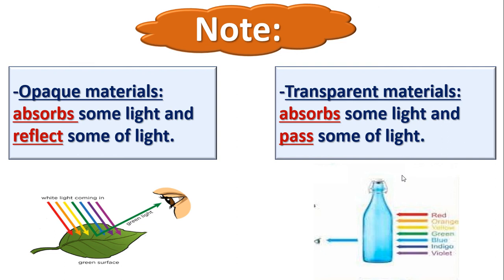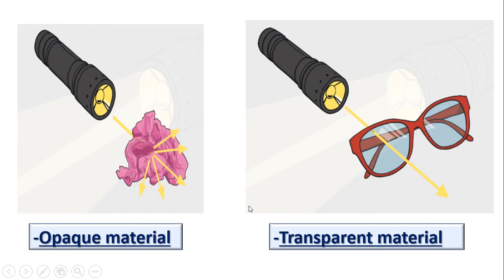Okay, what about the transparent materials? Some of the light is also absorbed and some of the light passes, because the transparent materials allow the light to pass through them. So on the transparent material, some of the light is absorbed and some passes, and on the opaque some of the light is absorbed and some is reflected. Super. These are the transparent materials, which allow the light to pass through them. These are the opaque materials, which don't allow any light to pass and just absorb some of the light and reflect the other.